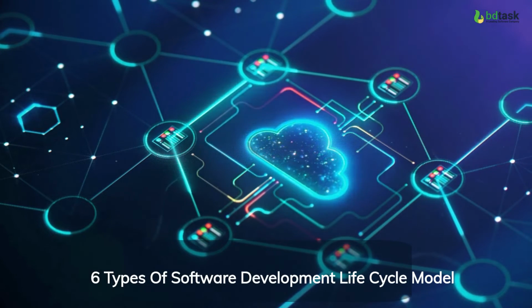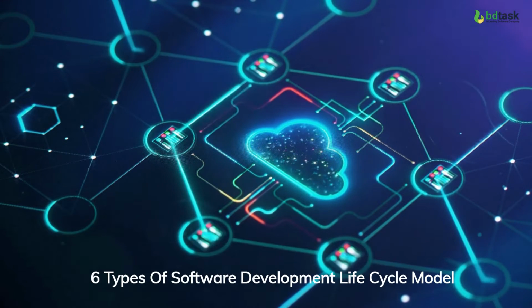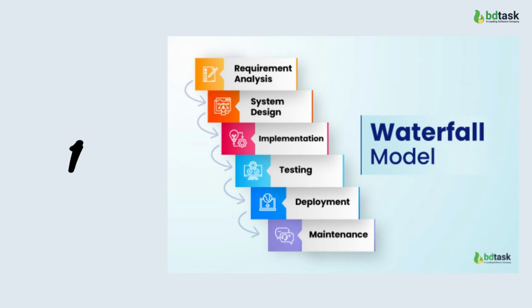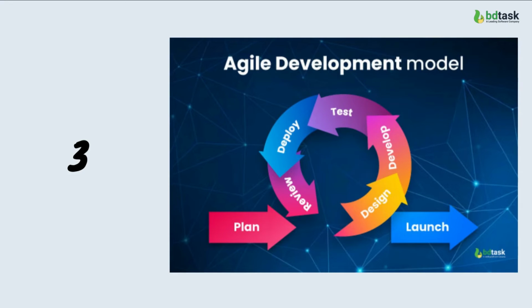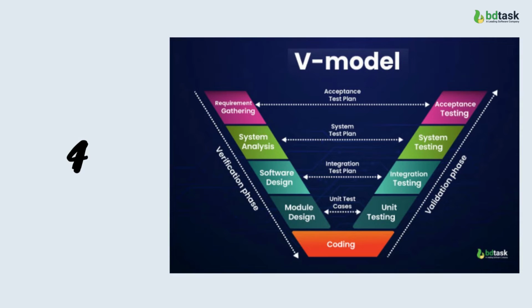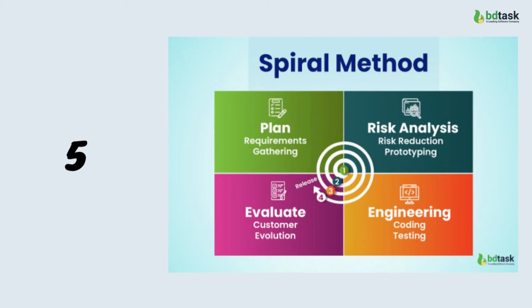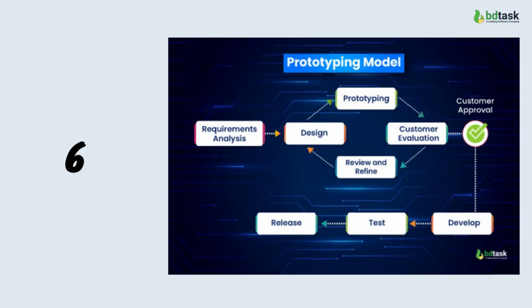Six types of software development lifecycle model: Waterfall model, Iterative model, Agile development model, V-shape model, Spiral method, and Prototyping model.